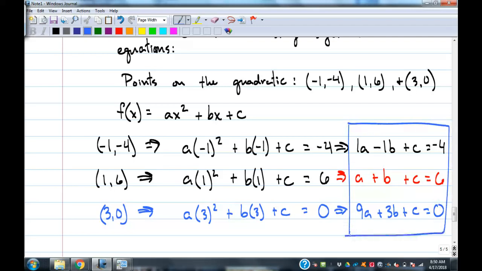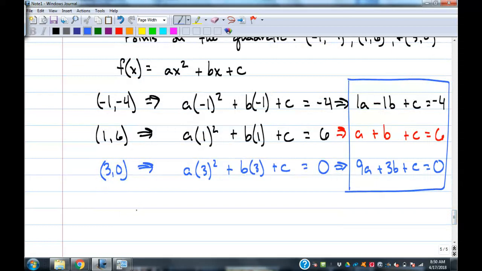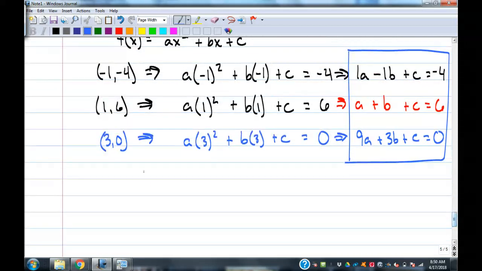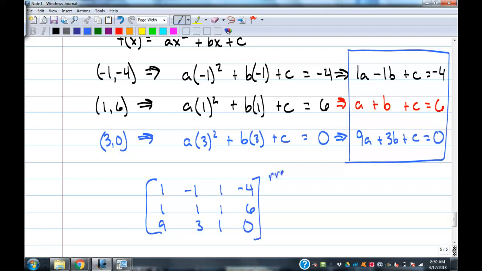This is our system of equations that we want to solve. That's a 3-variable system. A, B, and C are our variables. If this makes a quadratic, we find A, B, and C, then we can rewrite it as a function there. Okay? So, matrix: 1, -1, 1, -4; 1, 1, 1, 6; 9, 3, 1, 0. Okay. We're going to do RREF with that.